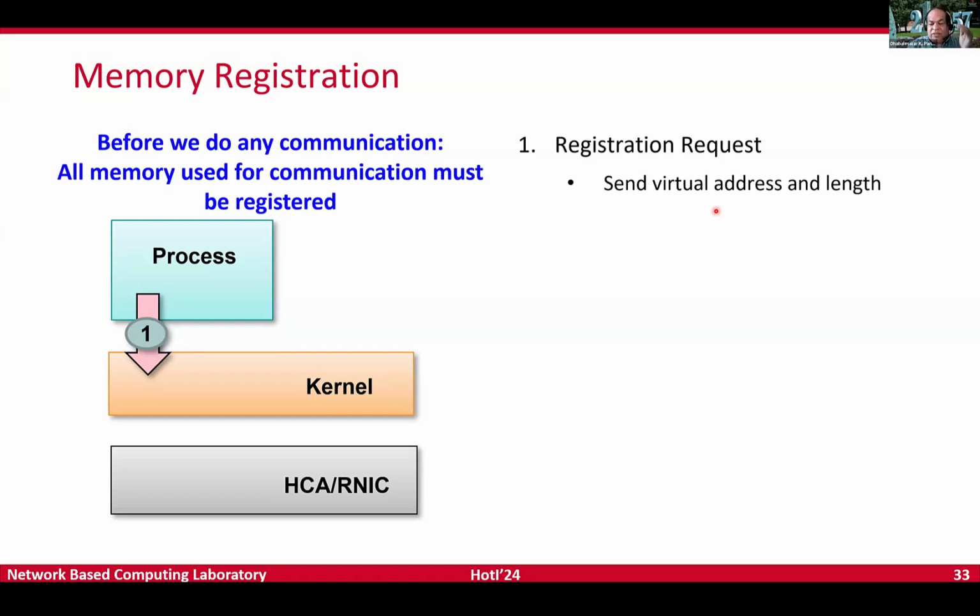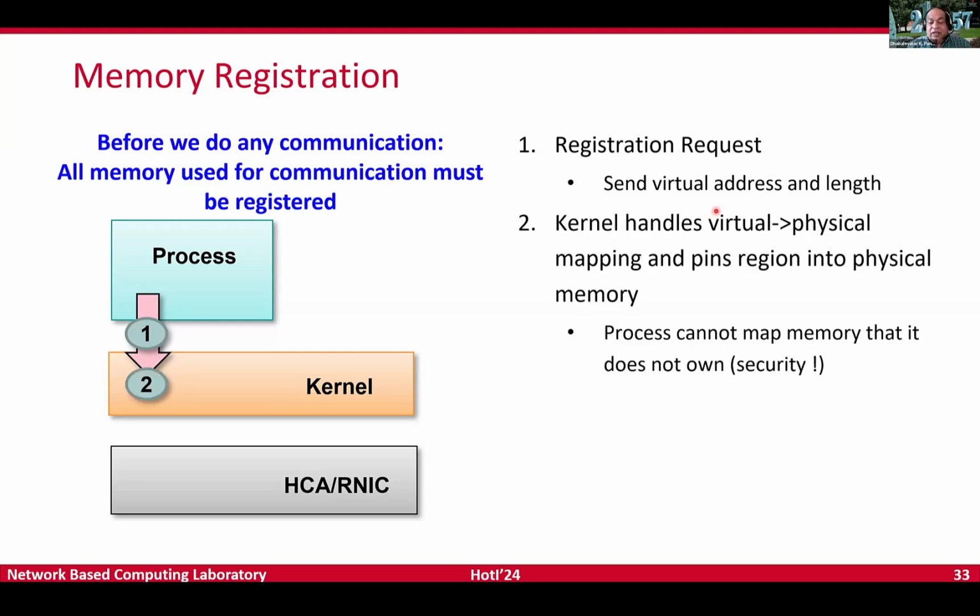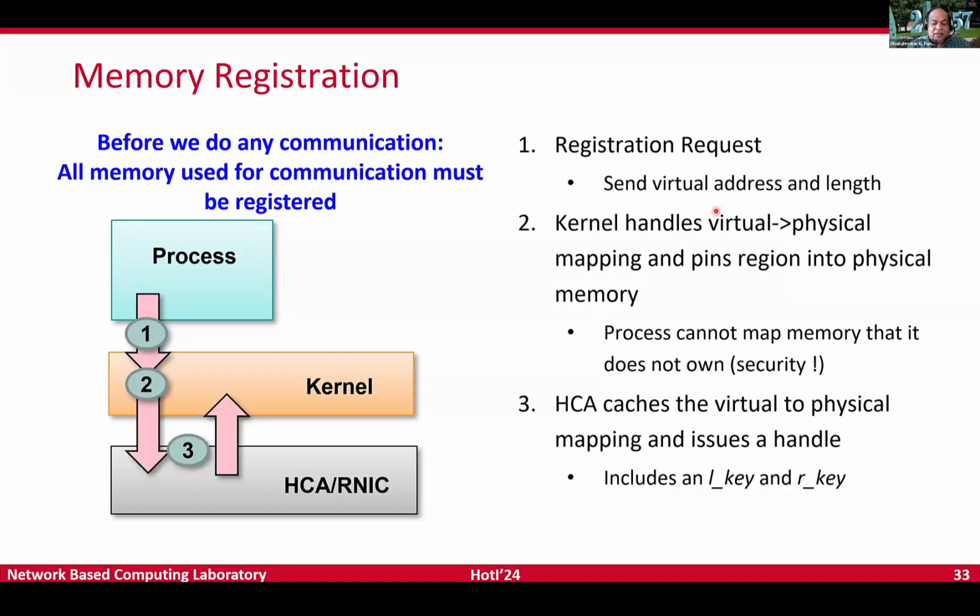In the beginning, when you send a virtual address saying, I want to send this message, you are not actually sending the message at that time, but you have the intent. So you send your virtual address and length. The kernel does the virtual to physical mapping. This is very important because we want security and all those kinds of features. And once it does that translation, the adapters have intelligence, even the basic adapters. The adapter caches the virtual to physical mapping.